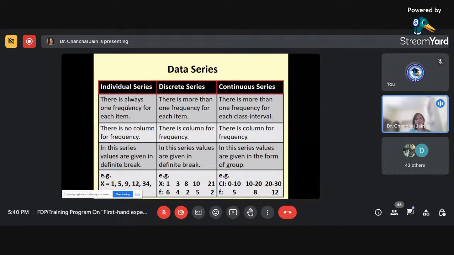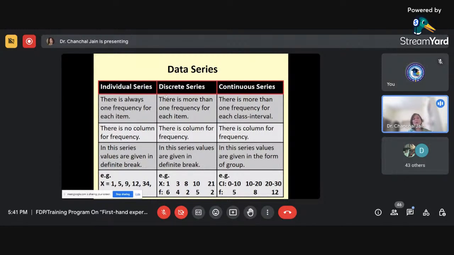So here you can read this particular column for the individual series. There is always one frequency for each item. There is no column for frequency. In this series, values are given in a definite break. So you can read this particular example. Say, for example, 1, 5, 9, 12, 34, likewise. So this is the example of individual series.